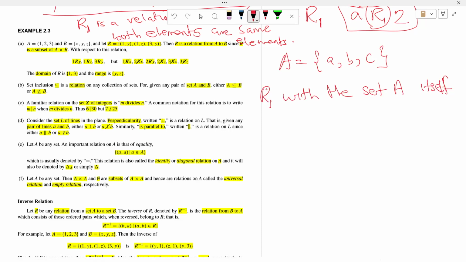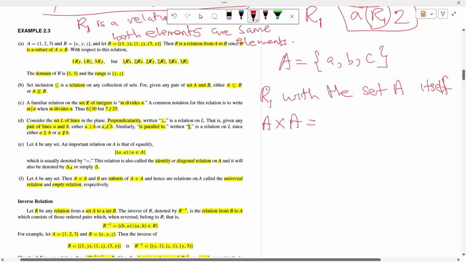Set A itself means I am creating a relation with A cross A. I am creating a product set with A cross A. Creating a relation with itself means I'm using the same set twice, using the same set again and creating a relation, right? So you have three elements, then I can write A cross A. Definitely it has 9 pairs, right?